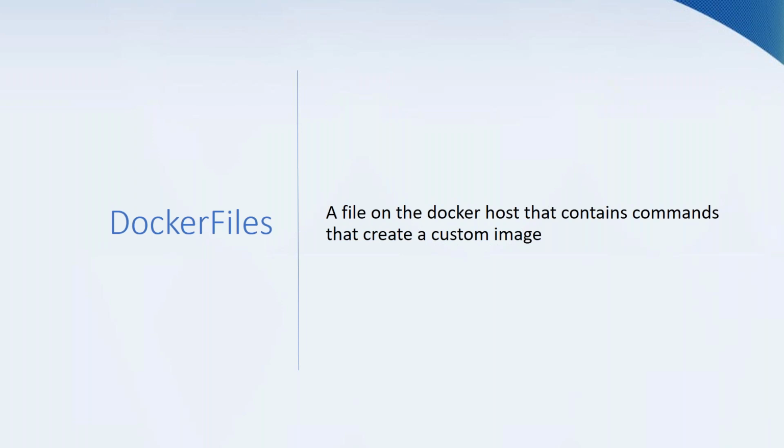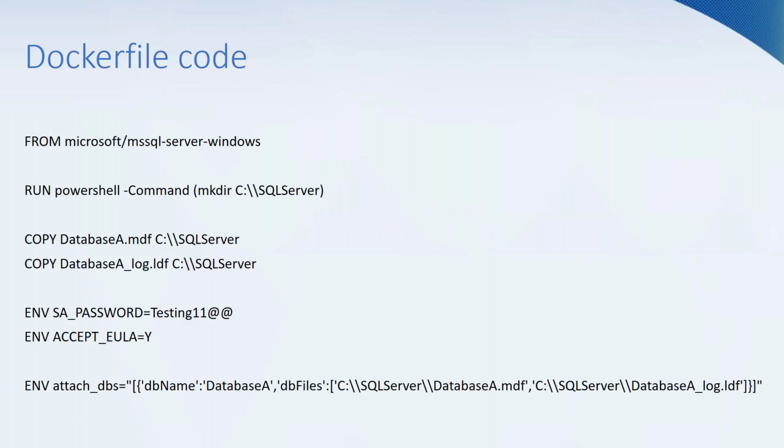Let's have a look at the example one here, and I'll go through each of the commands. So we start off with FROM Microsoft /MS SQL Server Windows. So we're going to build our custom image based off the vanilla image that we just pulled down from the hub.